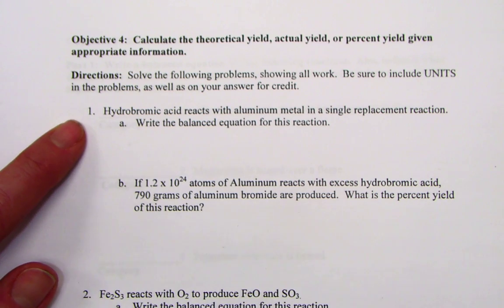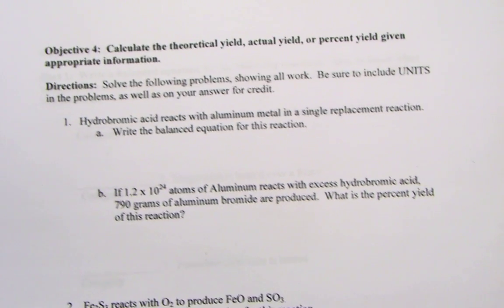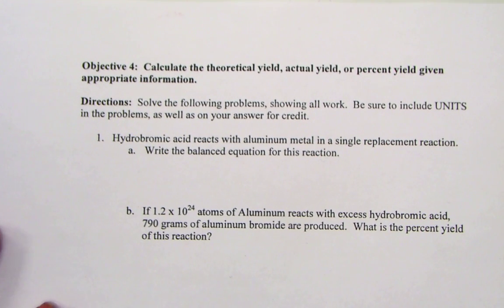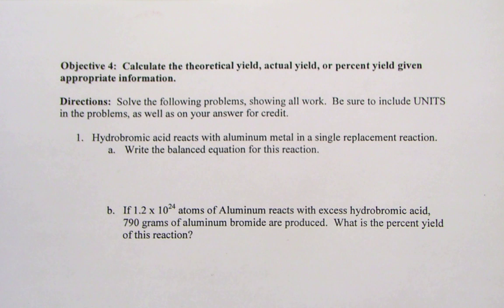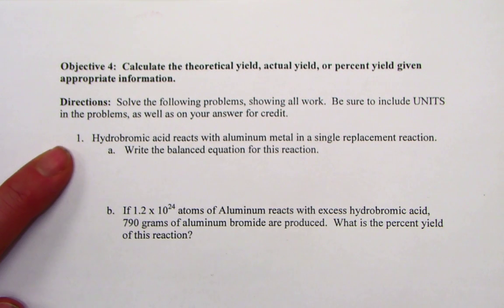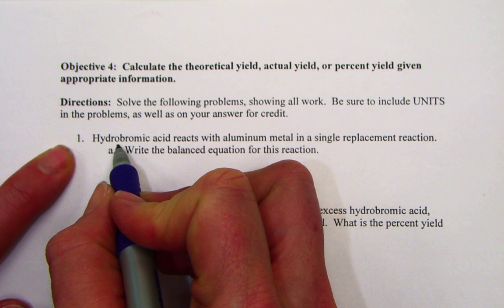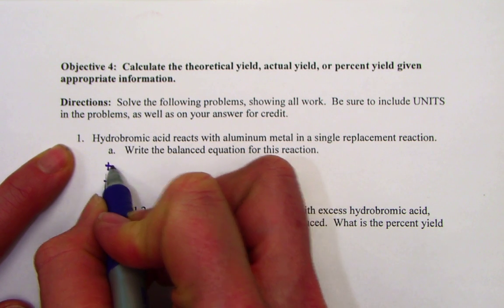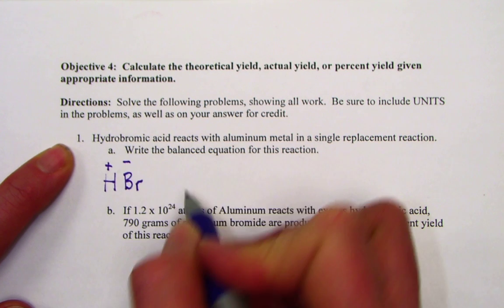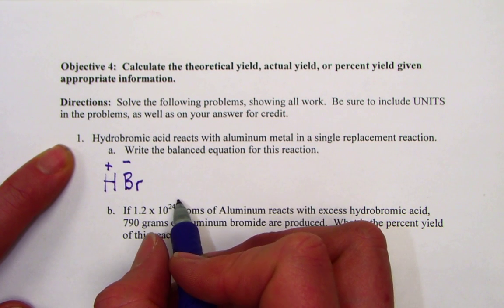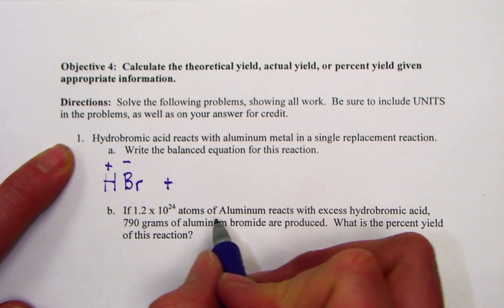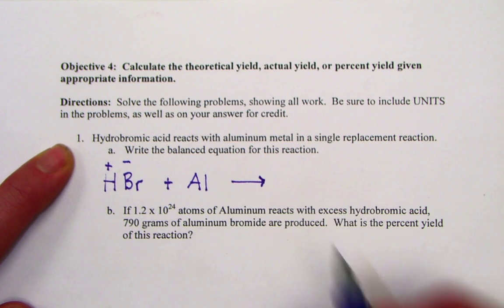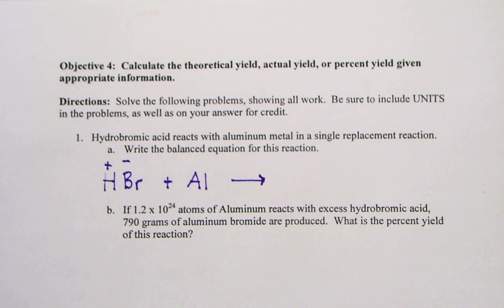Reading through our first problem, it says, hydrobromic acid reacts with aluminum metal in a single replacement reaction. We would then begin by writing our balanced equation. Hydrobromic comes from hydro root word ic. We need to find bromide, and acids of course begin with H. Hydrobromic acid would be written as HBr. Reacts with is the plus sign, and aluminum metal is Al. HBr plus Al begins our equation.